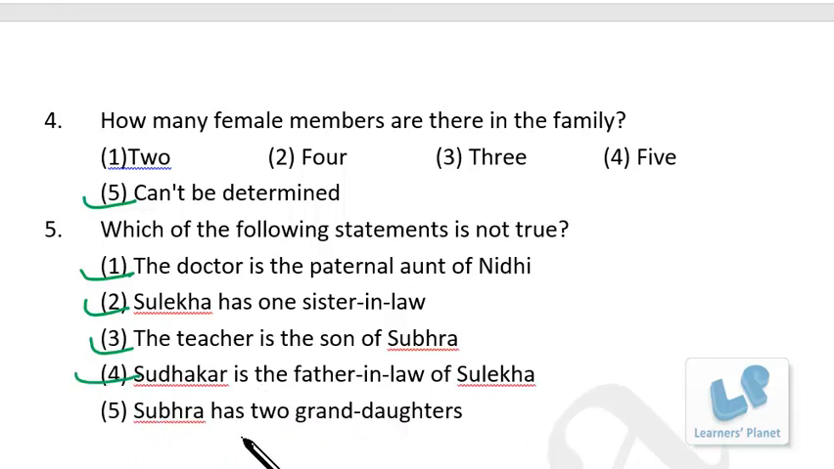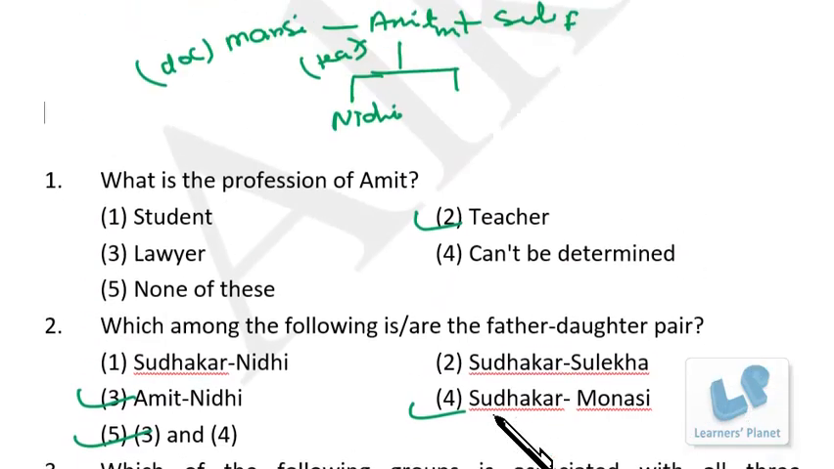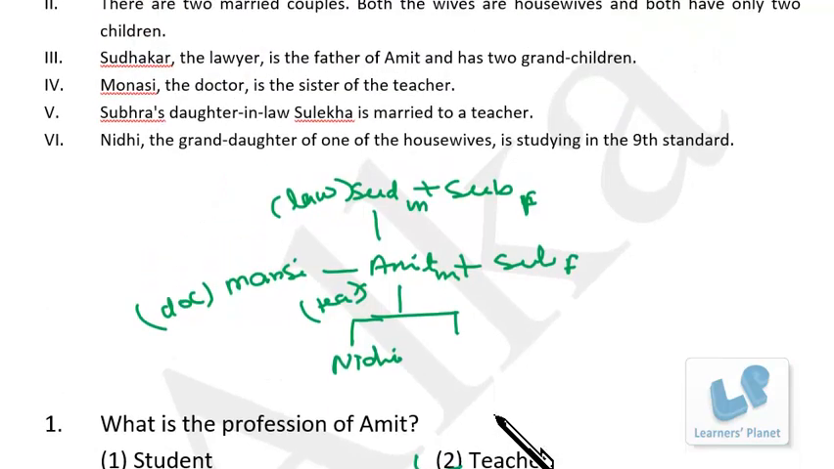Shubhra has 2 granddaughters, that we cannot say, right? Because we don't know the status of the other child of Amit and Sulekha. Okay?